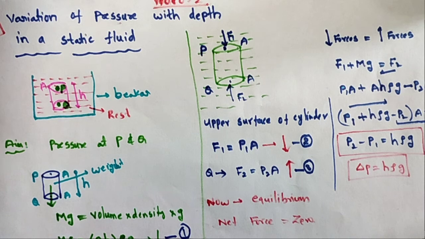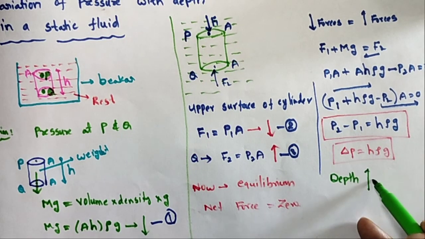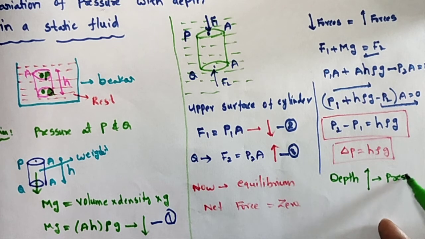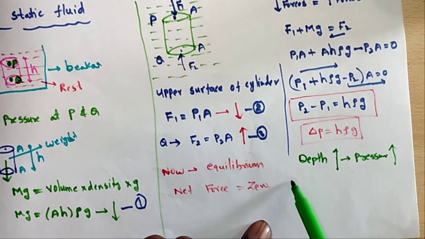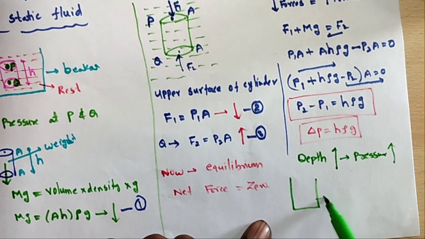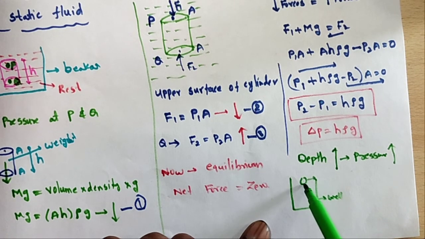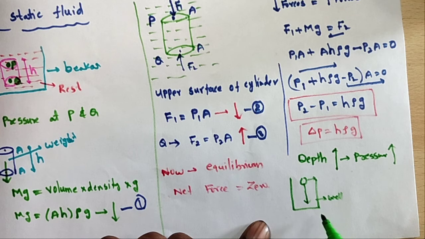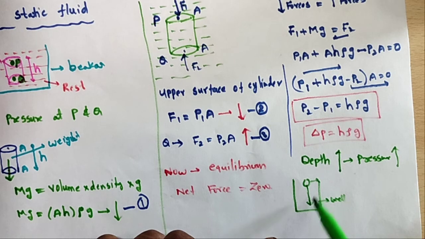So what is your observation? As depth increases, the pressure also increases. So let us take a well, and one object, a rubber ball. When the rubber ball is dropped into the well, the depth will increase: 1 kilometer, 2 kilometer, 3 kilometer, 4 kilometer, going down, the depth increases.